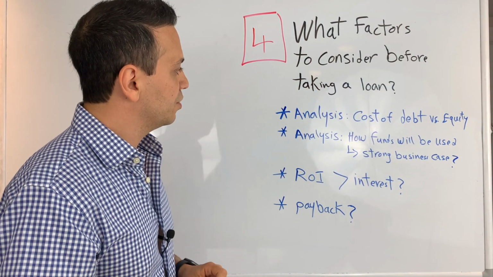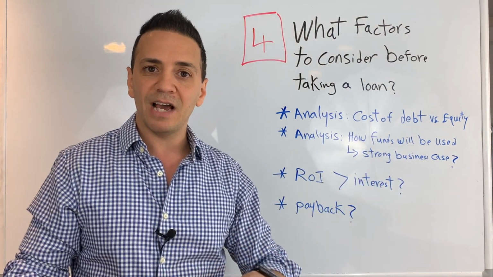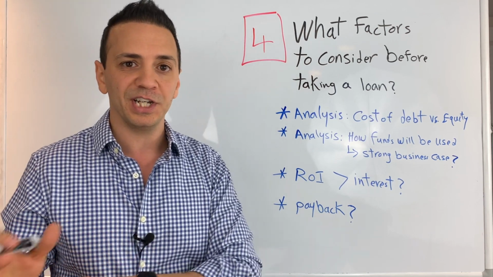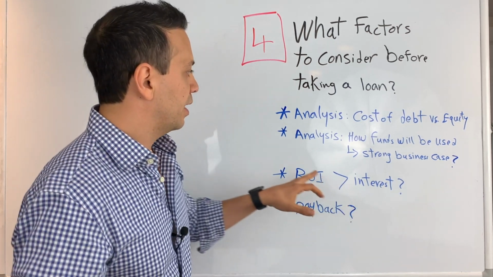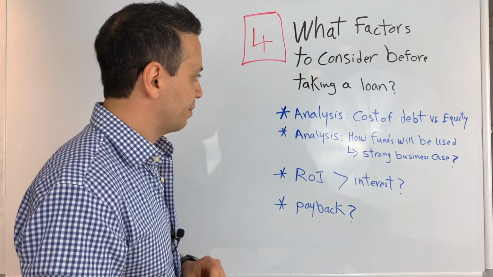The second thing that you got to do is looking at how the funds will be used, and figuring out whether you have a strong business case for it. So basically you have to have a plan of how you're going to use this money, right? So looking at an analysis of how the funds will be used and making sure you have a strong business case.